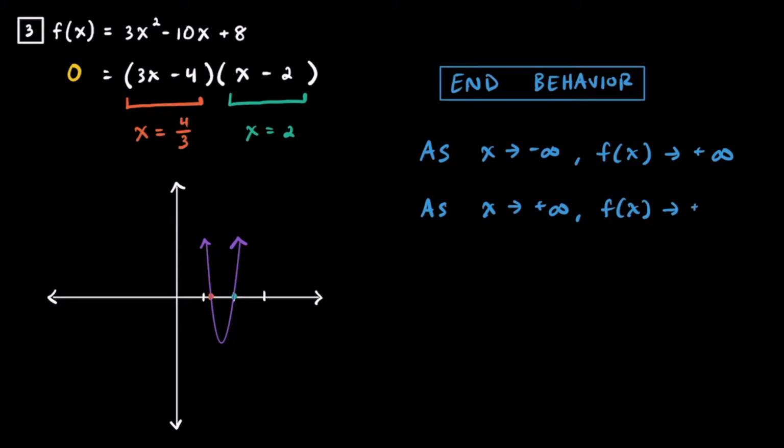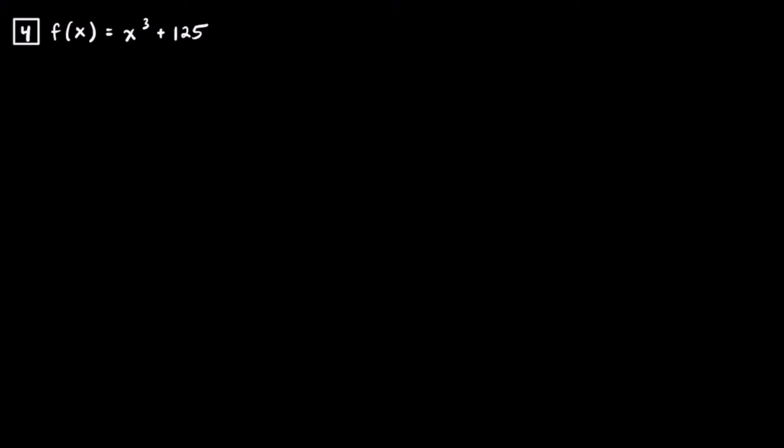For number 4, we have this function f of x is equal to x cubed plus 125. It'll be helpful to know that when you have this pattern of something cubed added on to something else cubed, you can always factor this in a specific way: the quantity of a plus b multiplied by the quantity of a squared minus ab plus b squared.